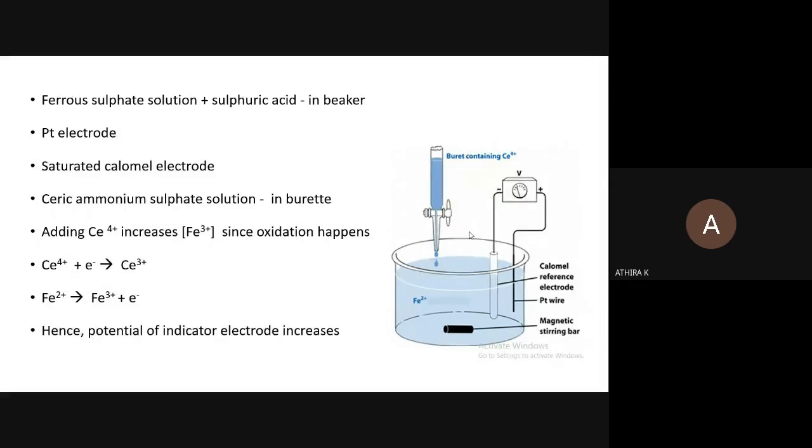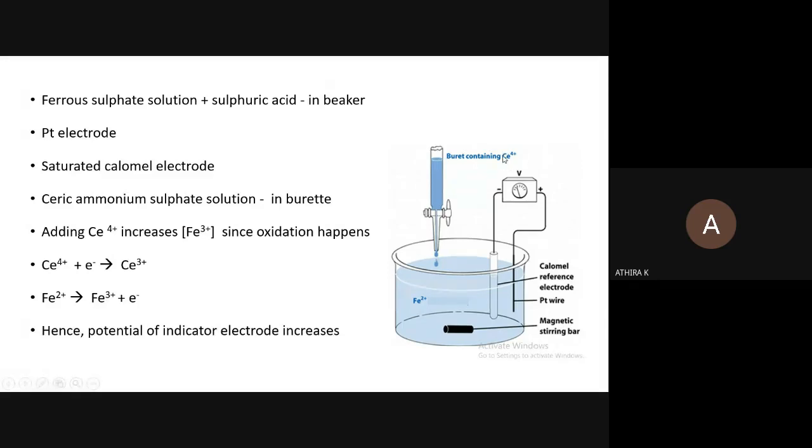So this is our setup of the redox titration. This is our analyte. Now we need our titrant. Here our titrant is ferric ammonium sulfate solution. This is the titrant which is taken in the burette. In ferric ammonium sulfate, cerium Ce exists in the 4 plus oxidation state.